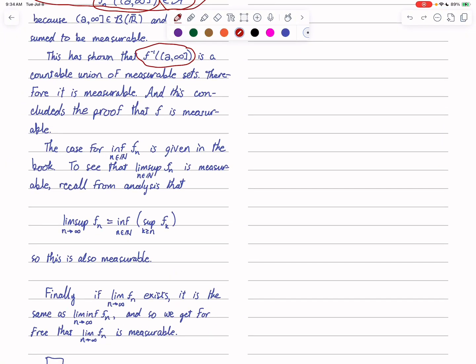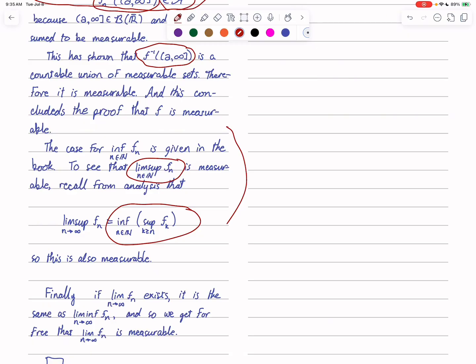The proof that the infimum is measurable is given in the book, but it's also just a slight change from the proof given here. And then let's talk about the lim sup. How do we know that the lim sup is measurable? Well, here we probably want to use this convenient little result that the lim sup is the same thing as, if you take the sequence of sups, its infimum. The infimum over the sequence of sups is actually the same thing as the lim sup.